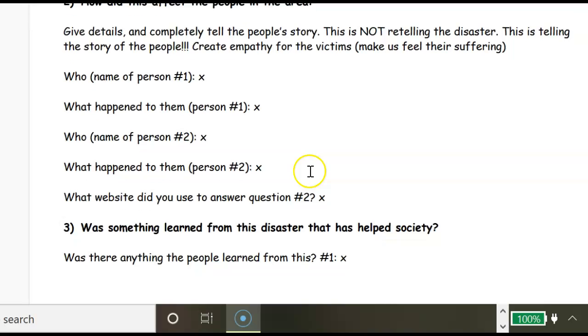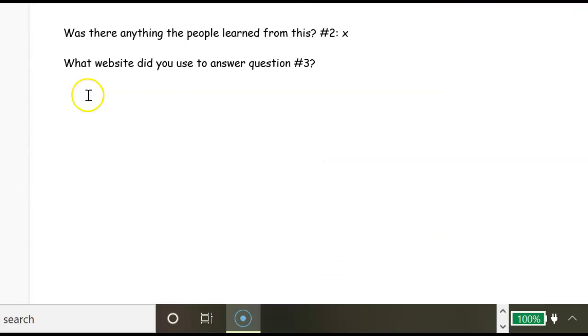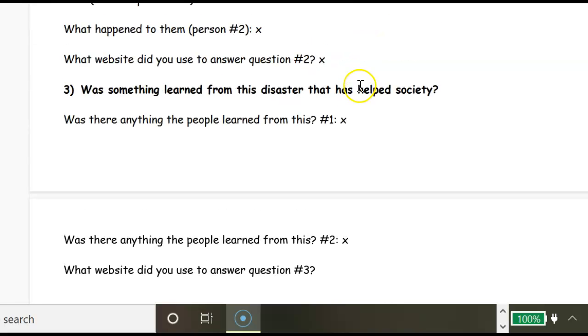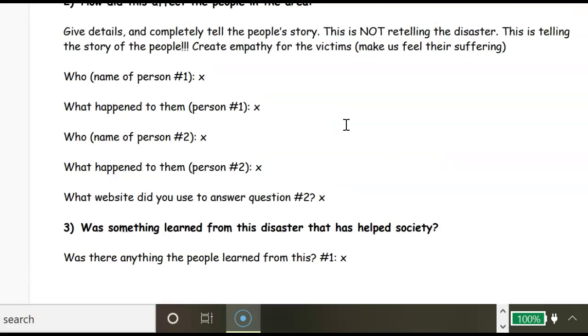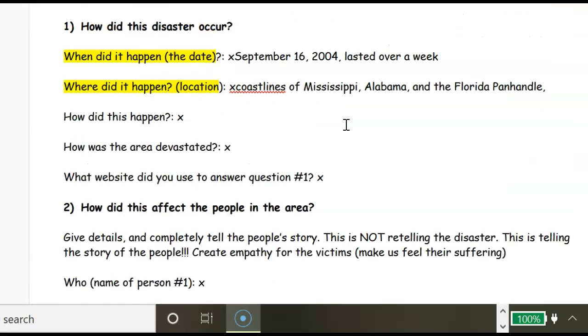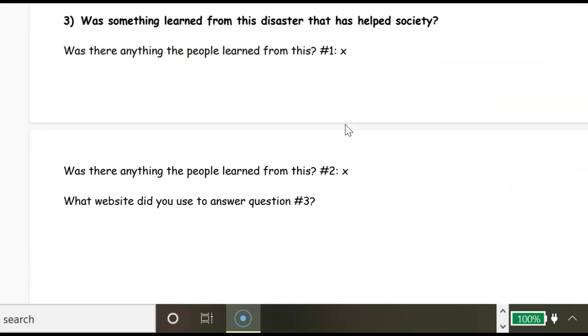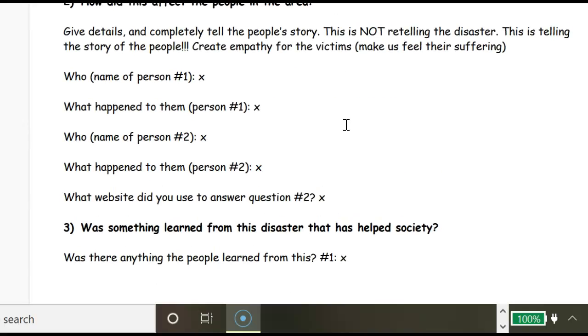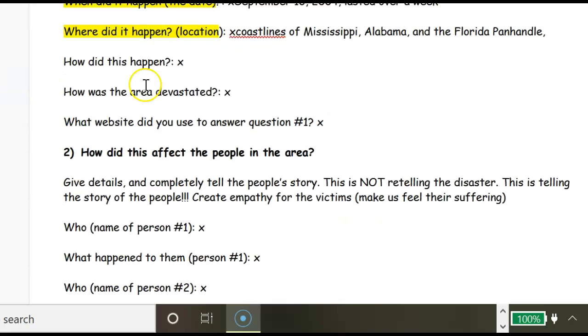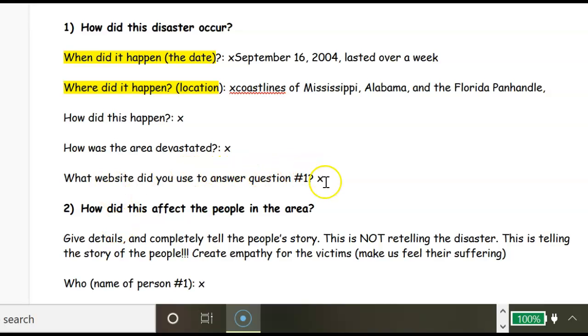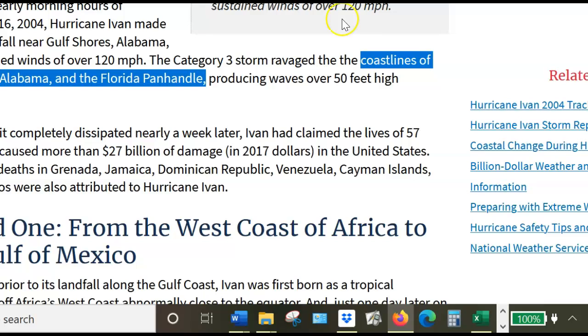Now, if I go down to the bottom of this page, it says, what website did you use to answer question number 1? I'm going to go up to my website, and I'm going to put this up here so you can see what I'm doing.